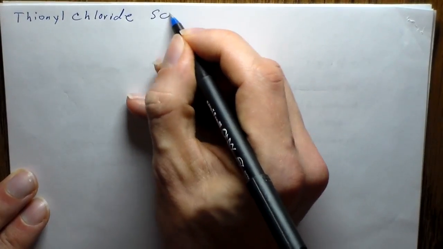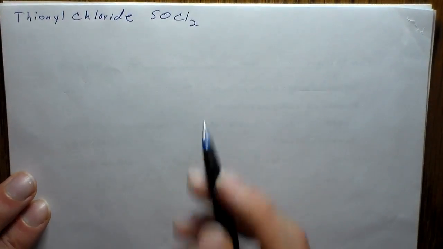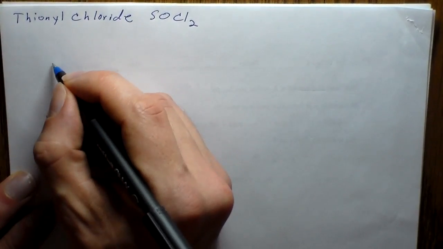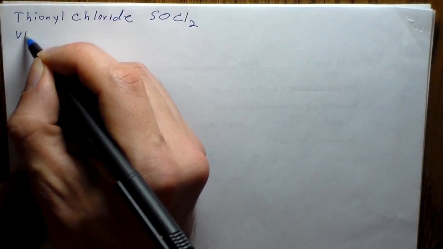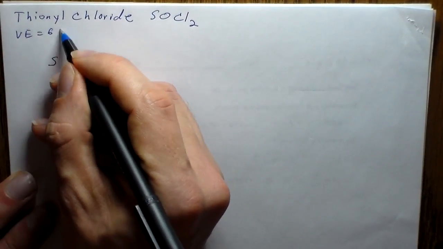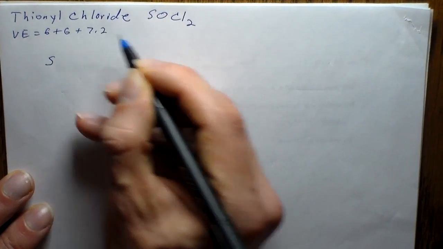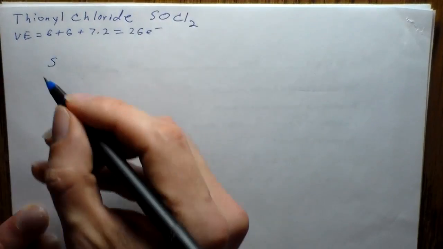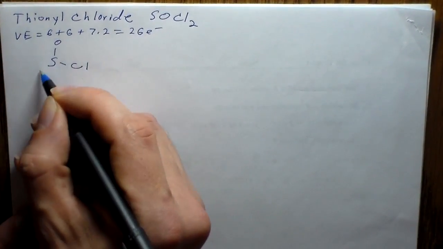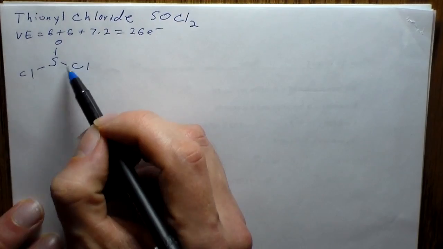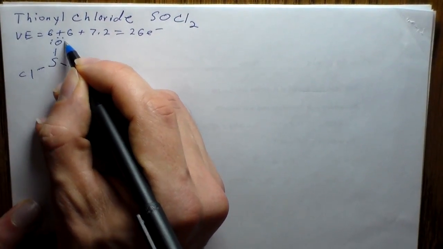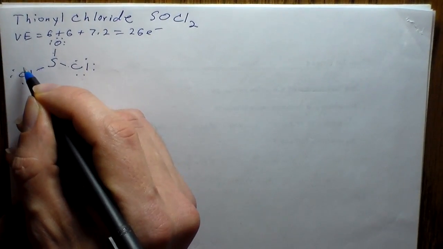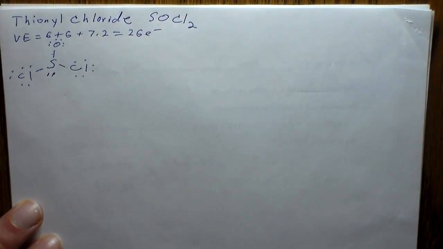So this is SOCl2. All right, so this is sulfur in the middle with an oxygen and 2 chlorines on the outside. So here, first of all, my valence electrons. So it's going to be 6 for my sulfur, plus 6 for the oxygen, plus 7 times 2 for each of the chlorines. So that's going to be 26 valence electrons. So there's my sulfur, an oxygen, and a chlorine, and a chlorine. So there's 1, 2, 3, 4, 5, 6, 7, 8, 9, 10, 11, 12, 13, 14, 15, 16, 17, 18, 19, 20, 21, 22, 23, 24, 25, 26, like that.